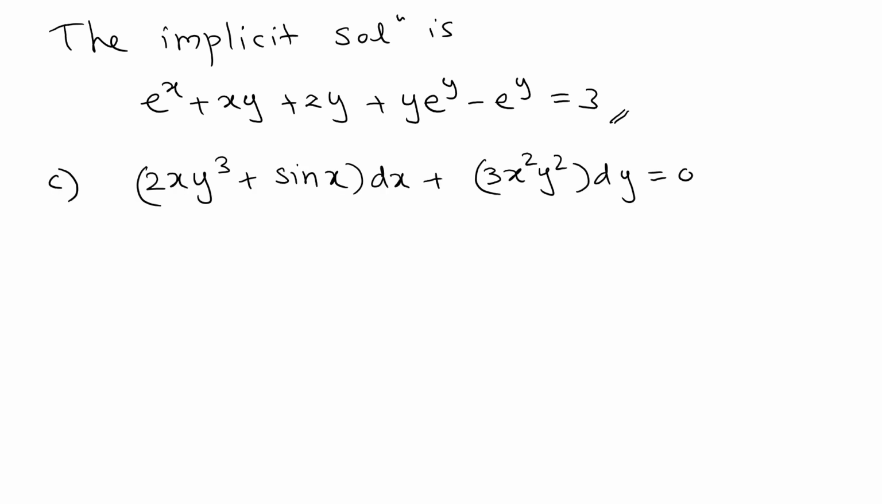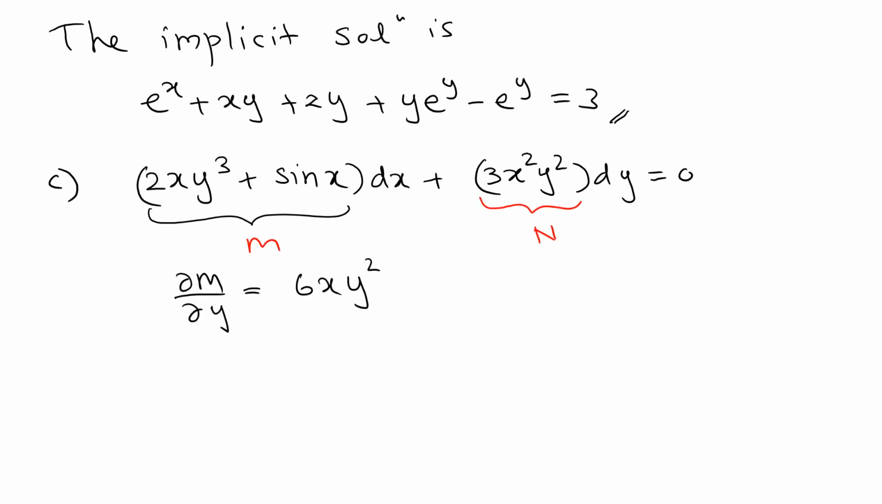Suppose we have (2xy^3 + sin x) dx + 3x^2y^2 dy = 0. So again we're going to pick the M and the N, so that's the M and the N. We're going to check the condition. You get ∂M/∂y = 6xy^2, which clearly equals ∂N/∂x. So that means this is exact.